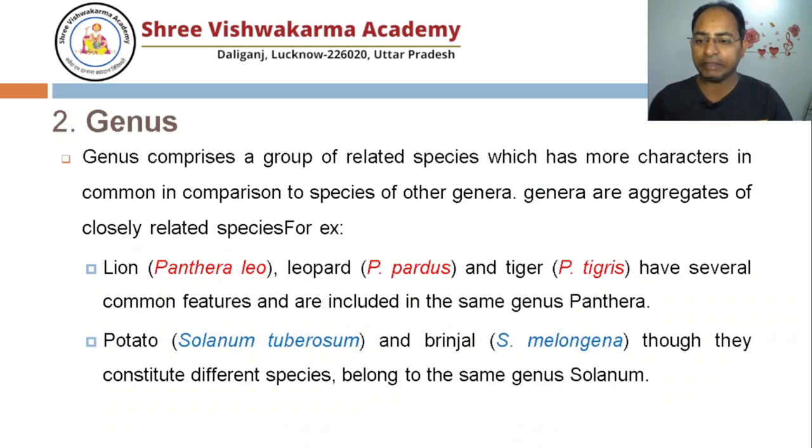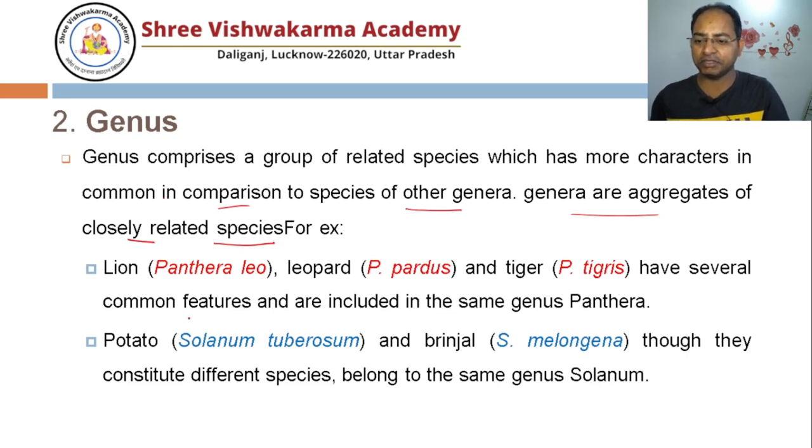Now coming to the genus. Under one genus, there may be many species, obviously. As you go from the species to genus, the number of similar characters is going to decrease, just like we have seen in the examples. Which has more characters in common in comparison to species of other genera? Genera are aggregates of closely related species. All the closely related species we can keep in one genus.